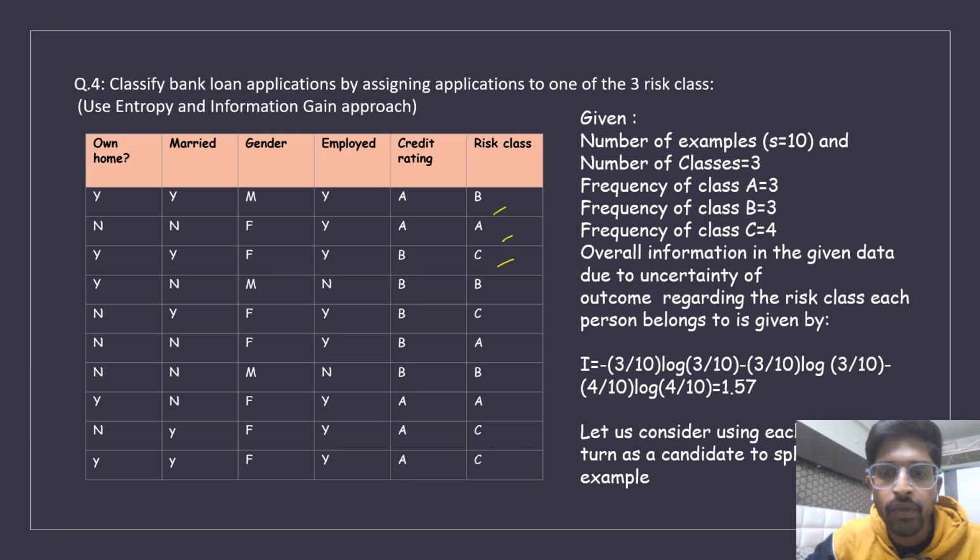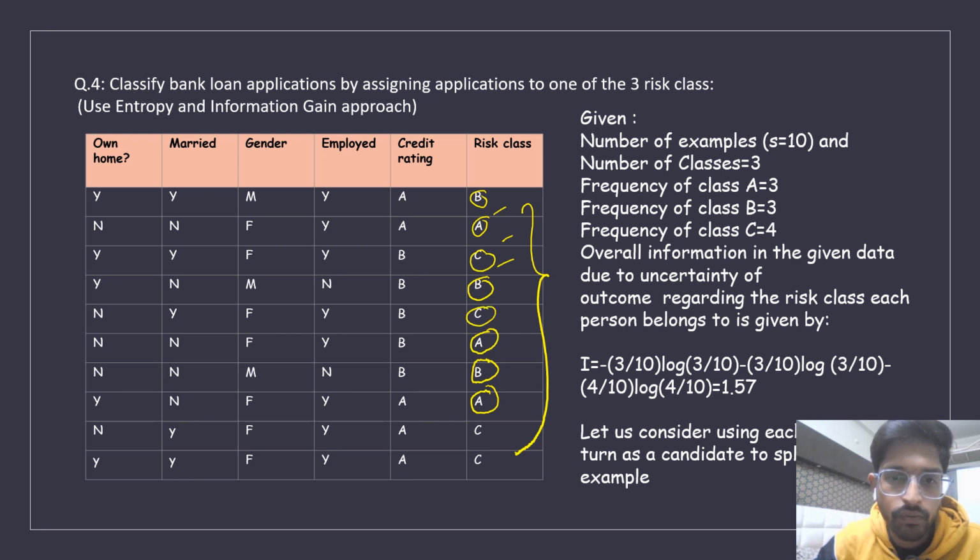The total number of examples is S equal to 10, that is the frequency of A, B, and C. The frequency of A is 3 times, as we can see over here that A has been repeated 1, 2 and 3 times. Similarly, B has also been repeated over here 3 times and C has been repeated 4 times.